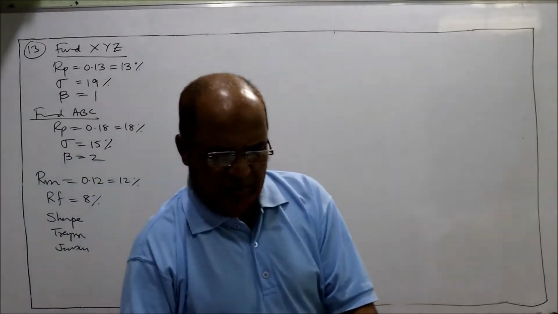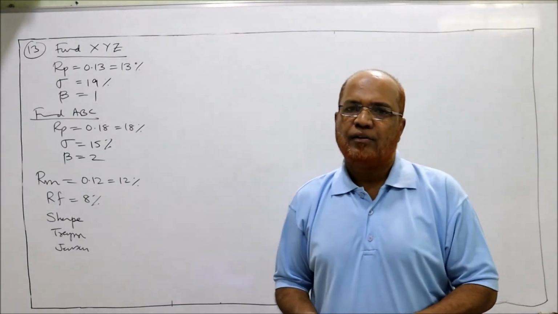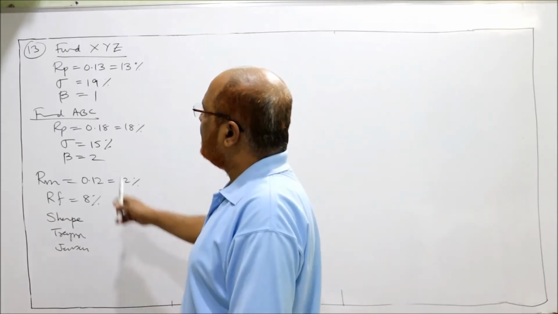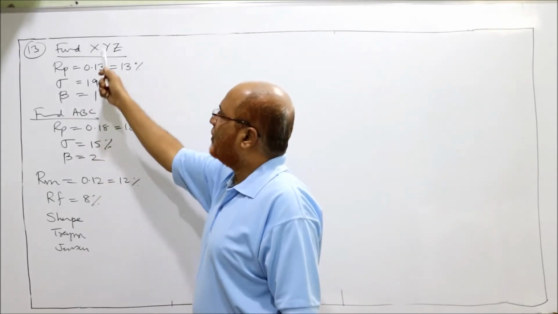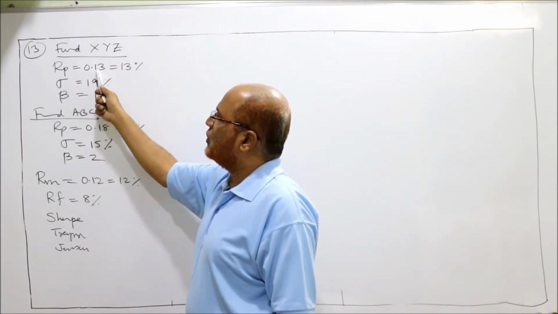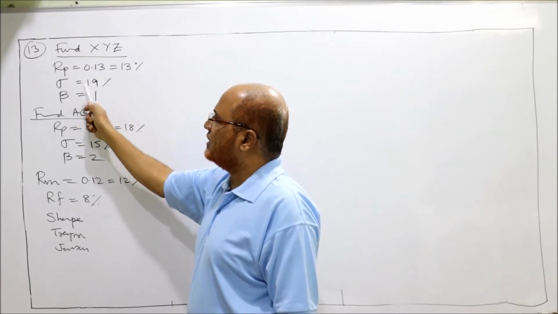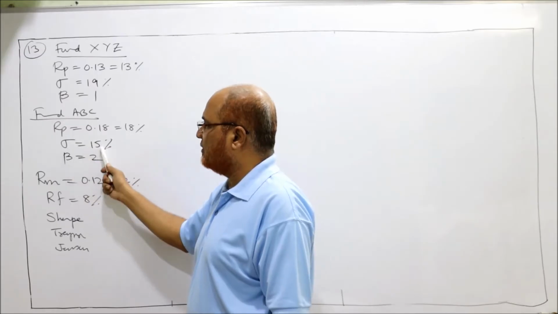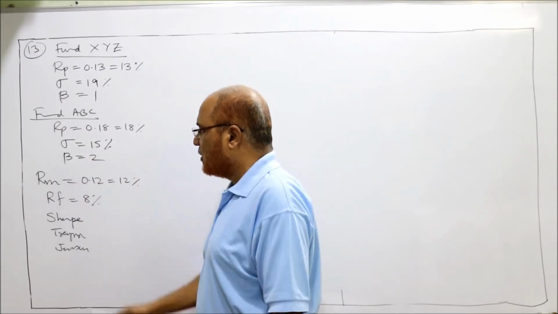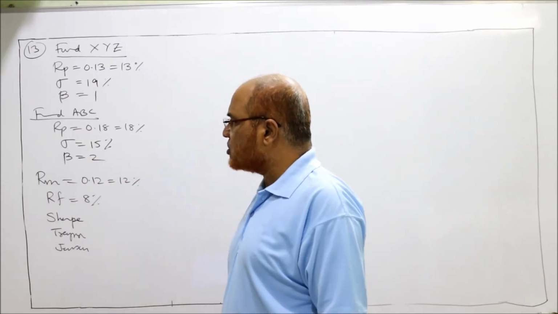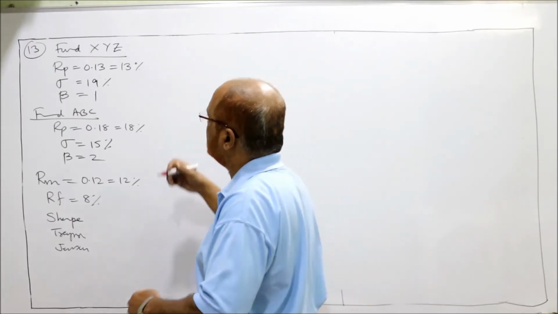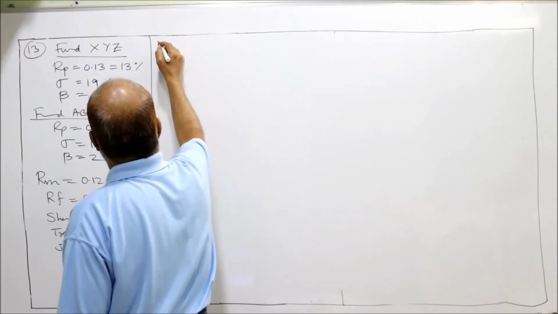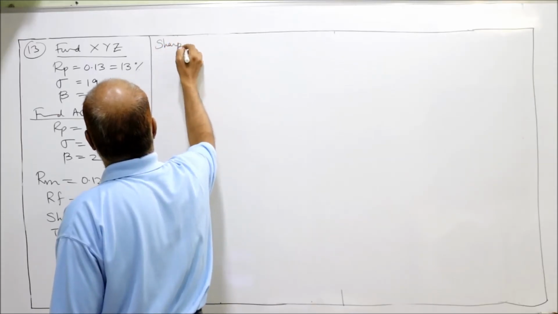Now we don't require the problem text. We have completely taken out all the values from the problem. Two funds are there, XYZ and ABC. For XYZ, the return on the portfolio is 13%, standard deviation 19%, beta value 1. For ABC, RP is 18%, standard deviation 15%, beta value 2. Now, return on the market is 12%, risk-free rate 8%. So first we calculate Sharpe's performance index.